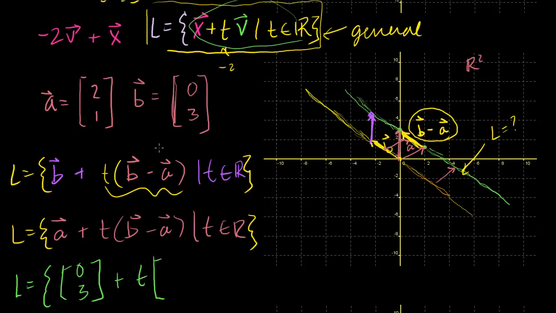Well, what's b minus a? 0 minus 2 is minus 2. 3 minus 1 is 2. t is a member of the reals. Now, if this still seems kind of like a convoluted set definition for you, I could write it in terms that you might recognize better.